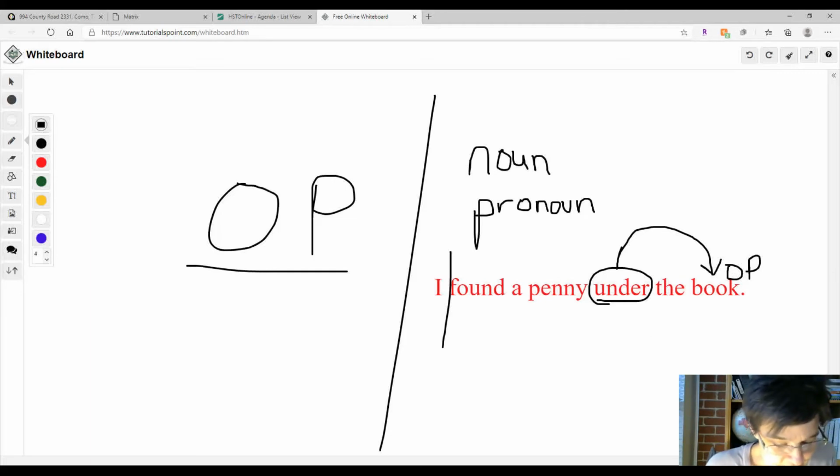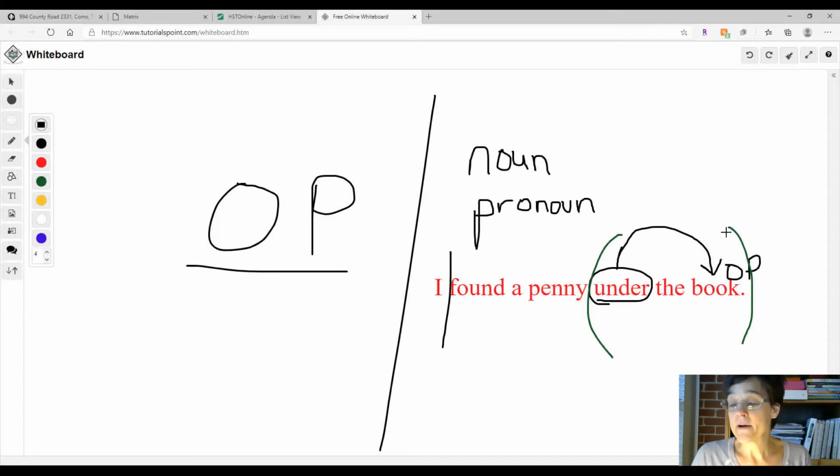All right. So, then when you have found the preposition and you have found the OP, you have then found something called the prepositional phrase. And we almost always put prepositional phrases in parentheses right before the preposition and right after the OP. So under the book is called the prepositional phrase.